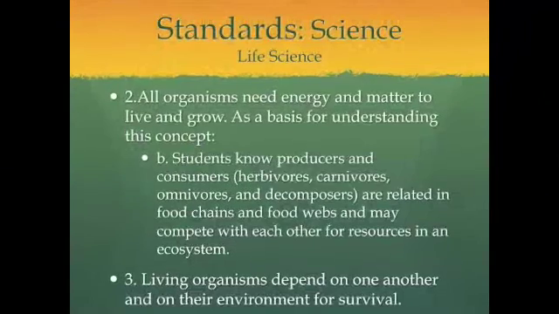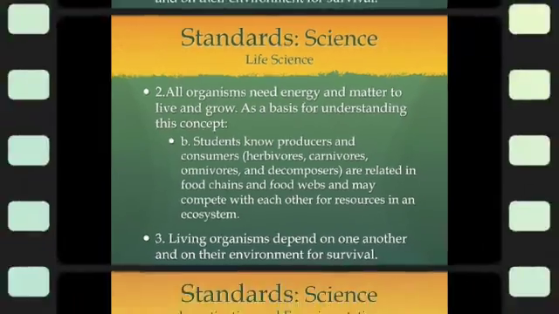This unit addresses the science standards, life science. All organisms need energy and matter to live and grow. As a basis for understanding this concept, students know producers and consumers are related in food chains and food webs and may compete with each other for resources in an ecosystem. Also, living organisms depend on one another and their environment for survival.